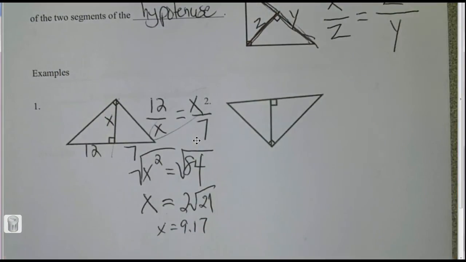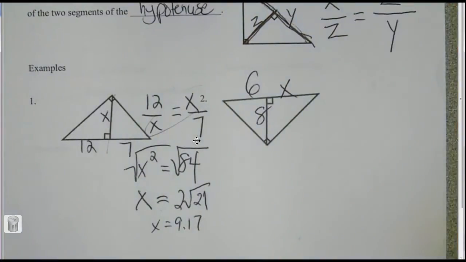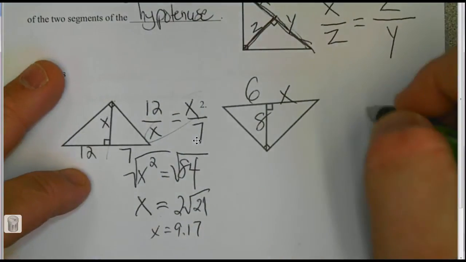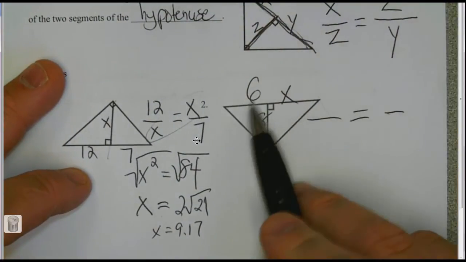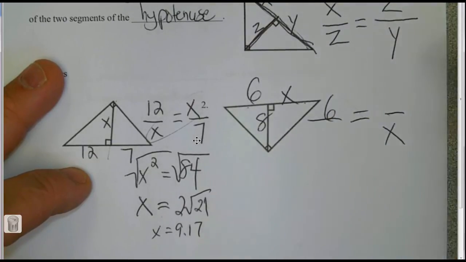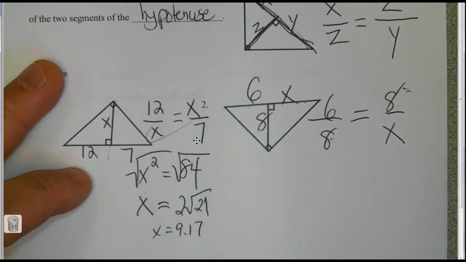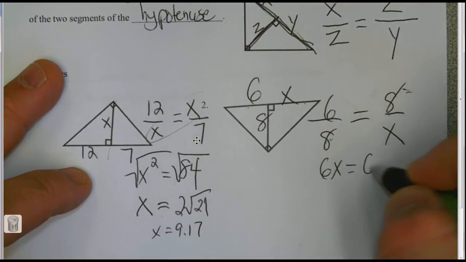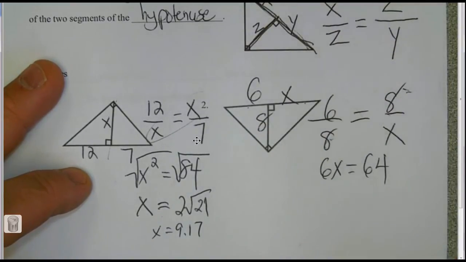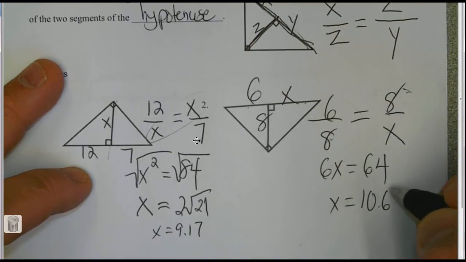So let's do it a little bit differently. Okay. So we set up our proportion. We want to compare this and this. 6 and x. It's going to go here. It's going to be 8 on both sides. So now we, again, cross multiply and solve. We get 6x is equal to 64. Well, 64 divided by 6. x is equal to 10.6 repeated.